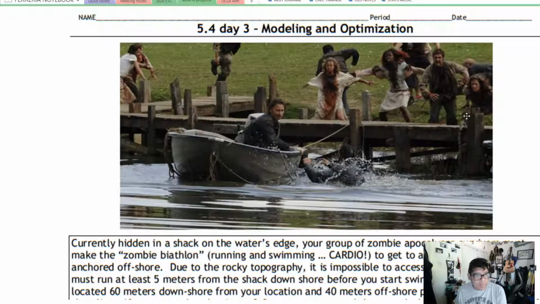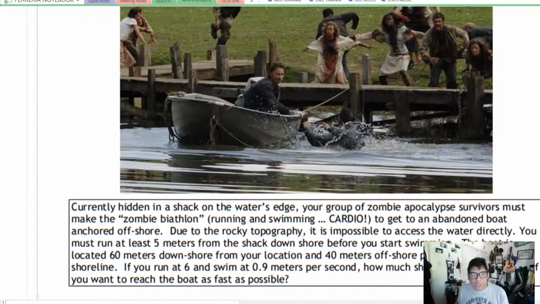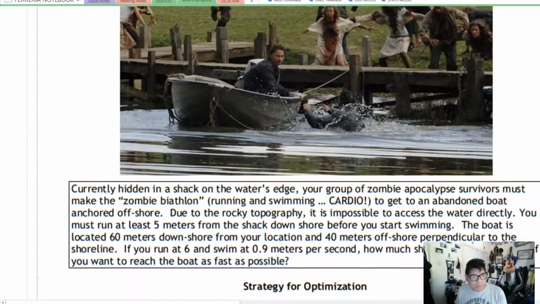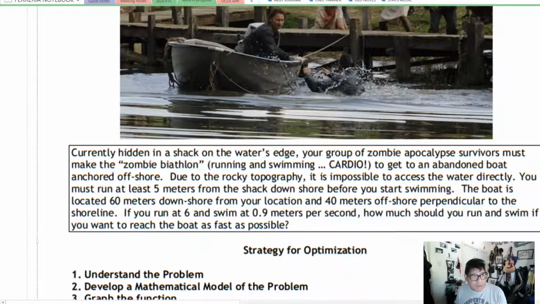So here we got a boat escaping a bunch of zombies, because Chapter 5 is zombies, like we've talked about. So currently, hidden in the shacks on the water's edge, your group of zombie apocalypse survivors must make the zombie biathlon, running and swimming and cardio. Okay, that's actually a triathlon, but let's not lose the point here. To get to an abandoned boat and anchored offshore.